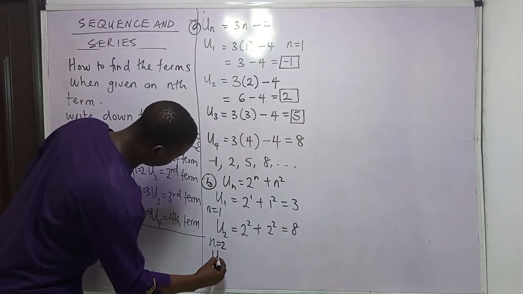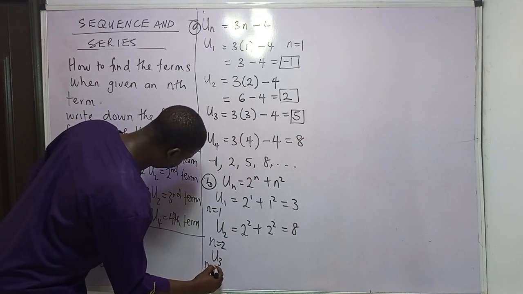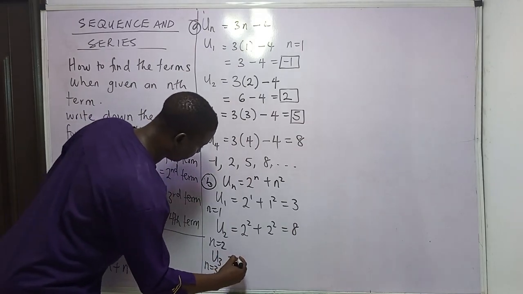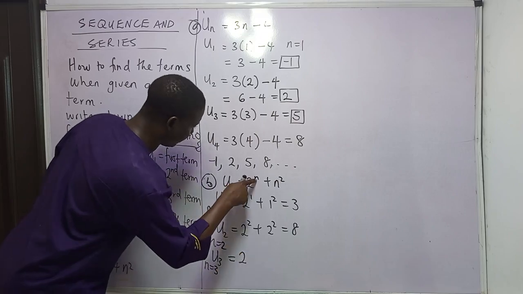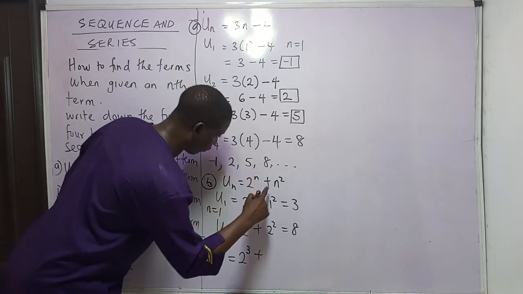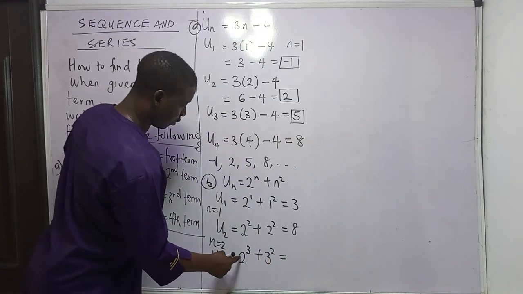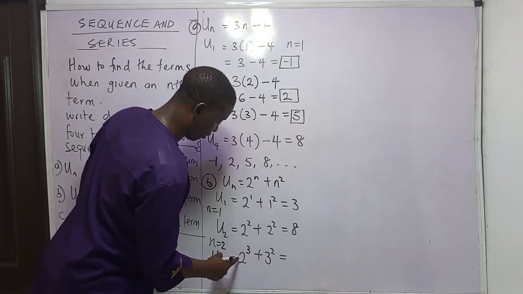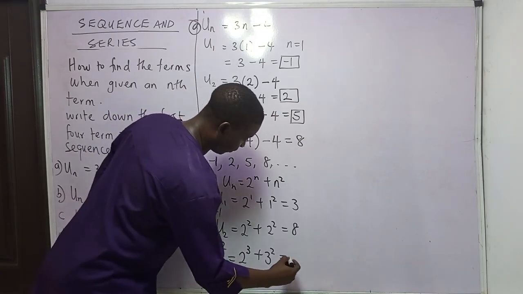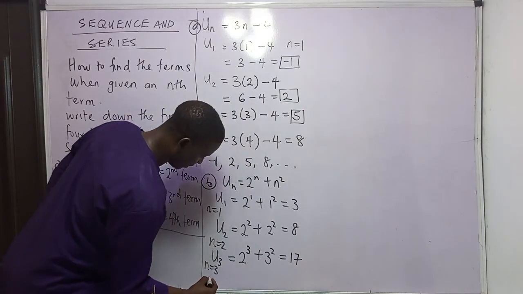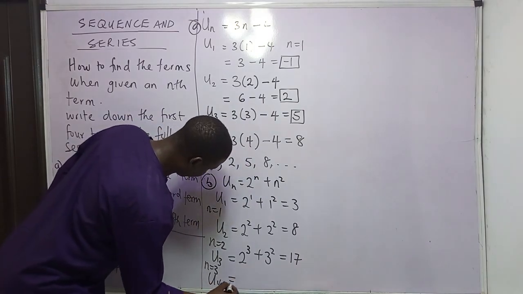The next one, u3, when n equals 3. So what do you have? 2 raised to n, where you see n put 3, plus 3 squared. What do you have? You are going to have 8 plus 9. 2 raised to 3 is 8, plus 9 is 17.